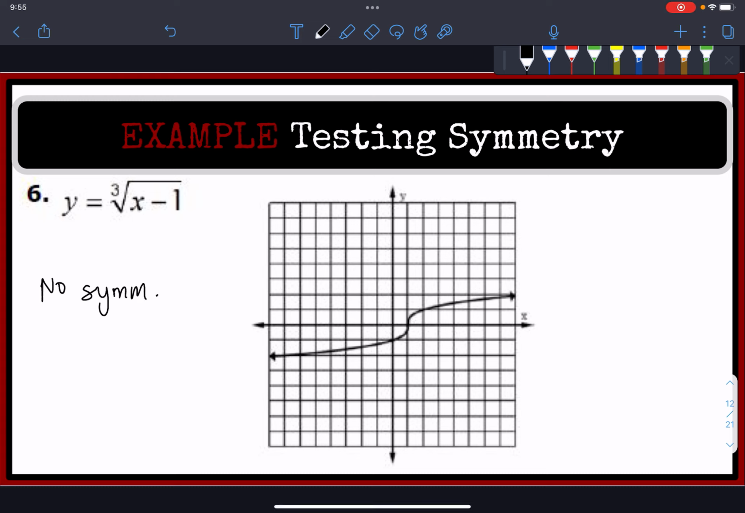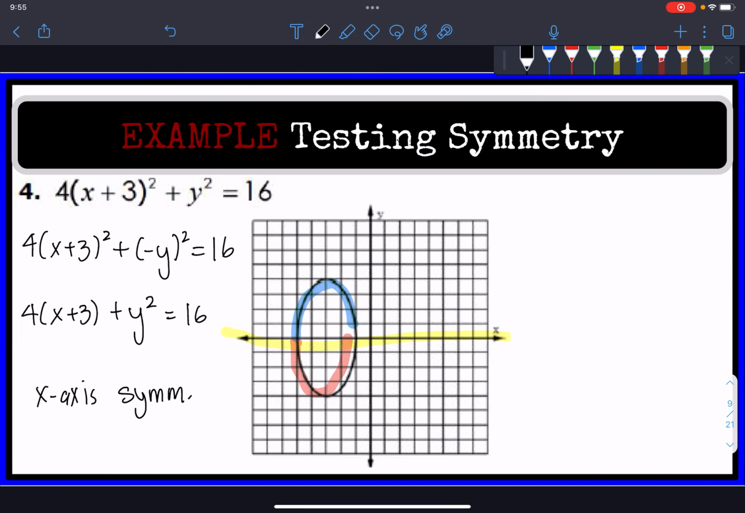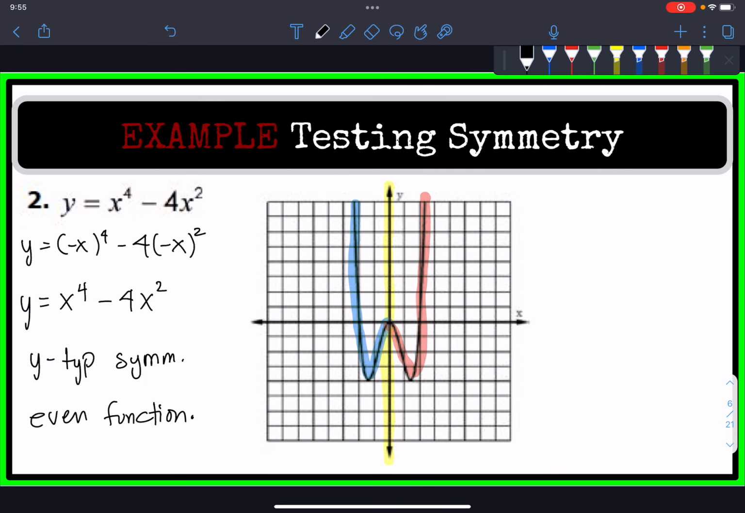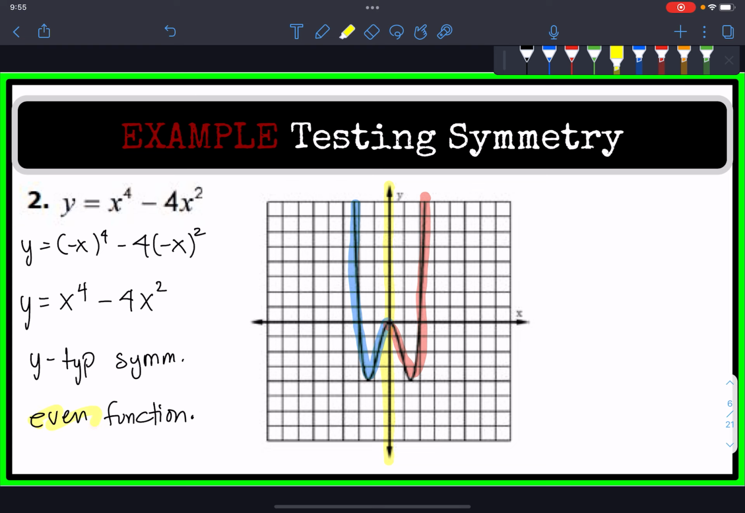All right. Well, that concludes the lesson on symmetry, even and odd functions. Now recall that functions that are symmetrical through the origin are referred to as odd functions. And functions that are symmetrical through the y-axis and only the y-axis are referred to as even functions, like number 1 and number 2. Those are referred to as even functions.